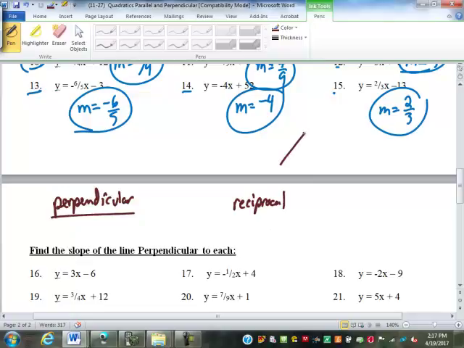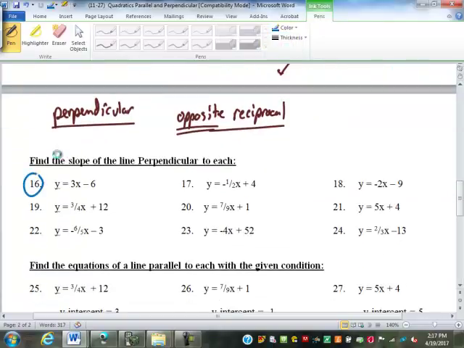But a positive line, to be perpendicular to it, we must have a negative slope. So it was the opposite reciprocal. So what does that mean? Well, number 16 here, the slope of that line is 3, right? If I put that over 1, the reciprocal of 3 would be 1/3, and since it's positive, the opposite would be negative. So the slope of the perpendicular would be -1/3.